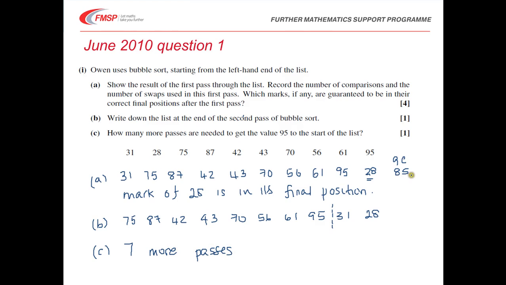So in terms of marks, while we're there, we got 4 marks for part A. So you got a method and an accuracy mark for getting your first pass. So as long as you showed a correct method, if you made a silly mistake you might get 1 method mark, but a correct first pass was a 2nd mark. You then got a mark for writing down 9 comparisons and 8 swaps, and a mark for saying that 28 was in its final position. And then for part B and part C, just 1 mark each for those statements.